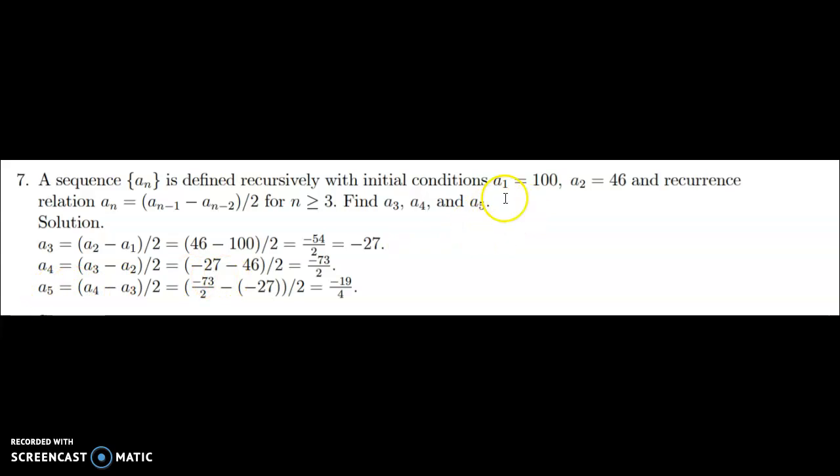A5, similarly, we replace n with 5 here, we get this. A4 is computed. A3 is computed. Put this in the calculator, it will produce the answer.